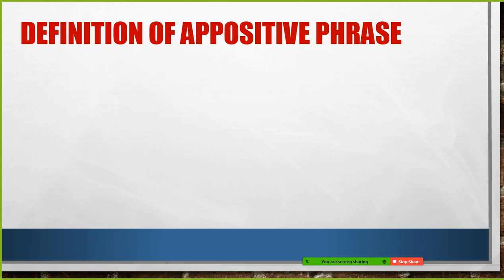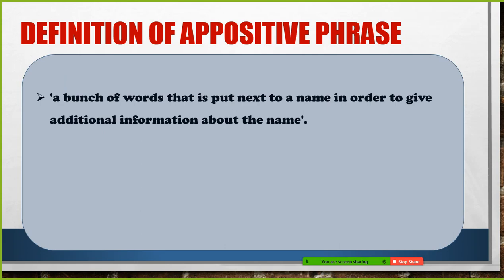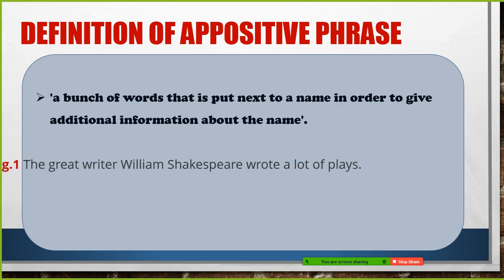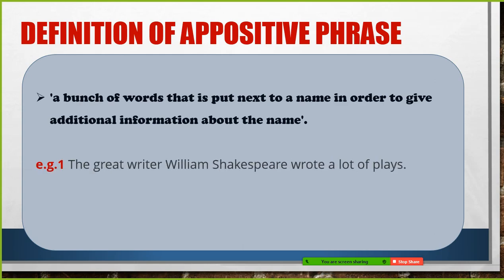First, let me revise with you again the definition of the appositive phrase. What is it? A bunch of words put next to a name in order to give additional information about the name. This is the meaning of the appositive phrase. Can this bunch of words be essential or non-essential? Yeah, of course. They could be essential sometimes, and sometimes they are not essential.